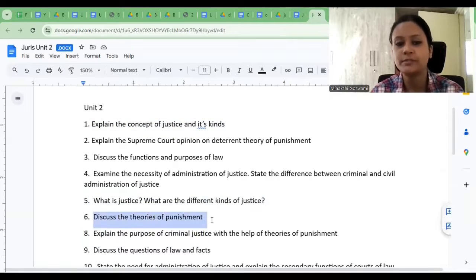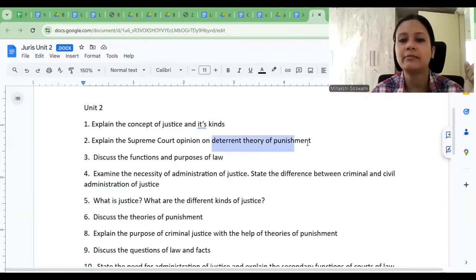Discuss the theories of punishment. So like I mentioned, it can be in general theories of punishment or it can be specifically one of the theories that they can ask.